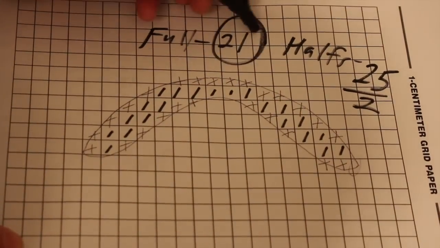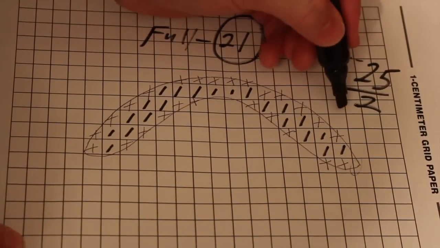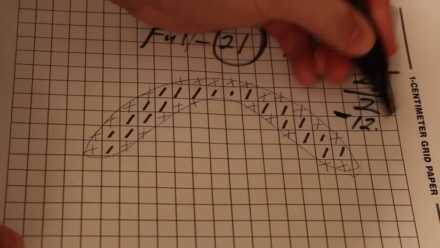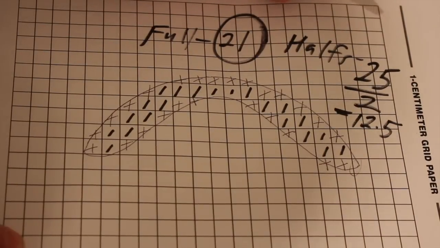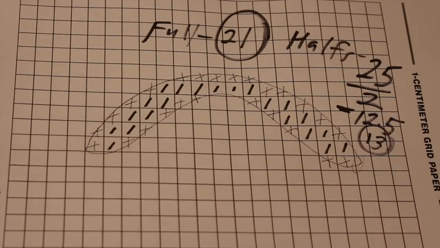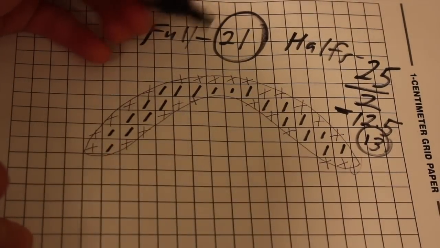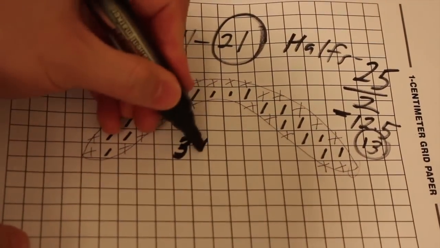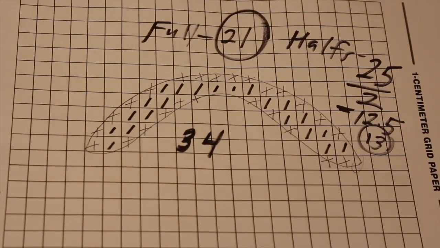So we have 21, and then half of 25, we get about 12.5. I'm just going to round it off to 13. Okay, so we have 21 and we have 13. So when we combine those two, how many do we have? We're going to have 34 squares.